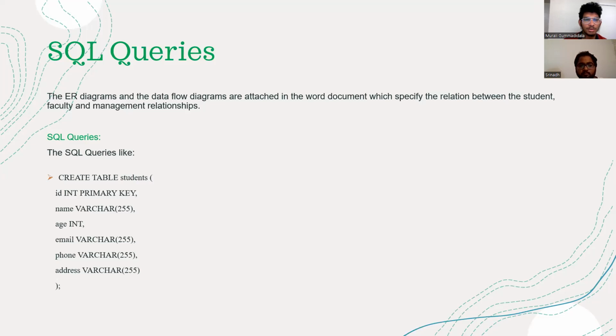Here are some SQL queries that we used in the college management system. And regarding the ER diagrams and data flow diagrams, we attached a file in the Word document which specifies the relationship between the student, faculty, and the management.